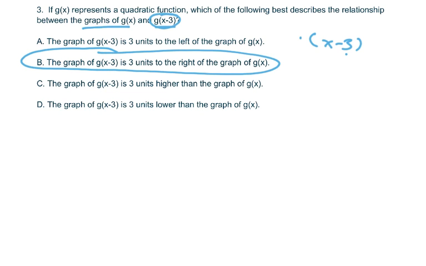This is g of x. If it looked like this, that would be a shift down 3, or lower. Okay, that's the difference. If it's in the parentheses, that's right or left. If it's not in the parentheses, that's down or up.